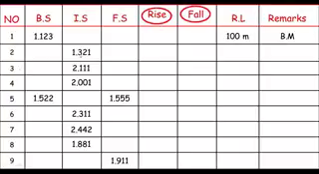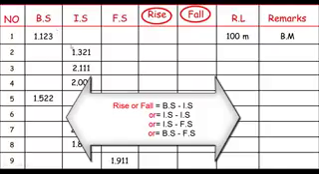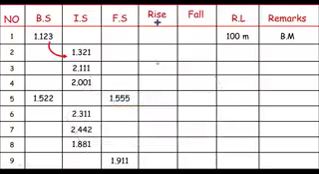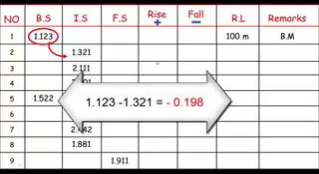To calculate the rise and fall of each point, we start by subtracting the intersides from backsides, like BS minus IS. This will give us the rise and fall. When the subtraction value is positive, it means it's a rise. When the subtraction value is negative, it means it's a fall. Like 1.123 minus 1.321, this is of course just a fall. I'm not putting the minus sign here because the fall column contains all the values having minus.